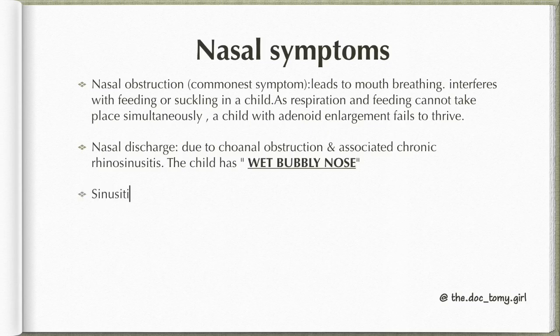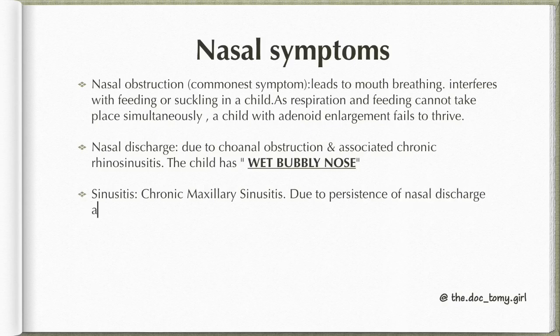Next nasal symptom is sinusitis. Chronic maxillary sinusitis is commonly associated with adenoids. It is due to the persistence of nasal discharge and infection. And the reverse is also true, that a primary maxillary sinusitis may lead to infected and enlarged adenoids. So chronic maxillary sinusitis is associated with adenoid enlargement.